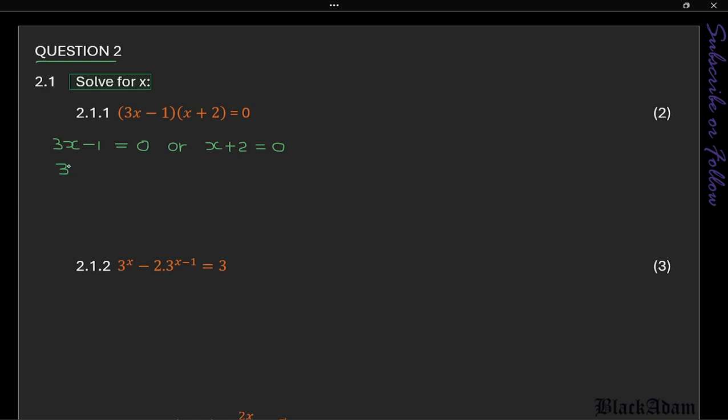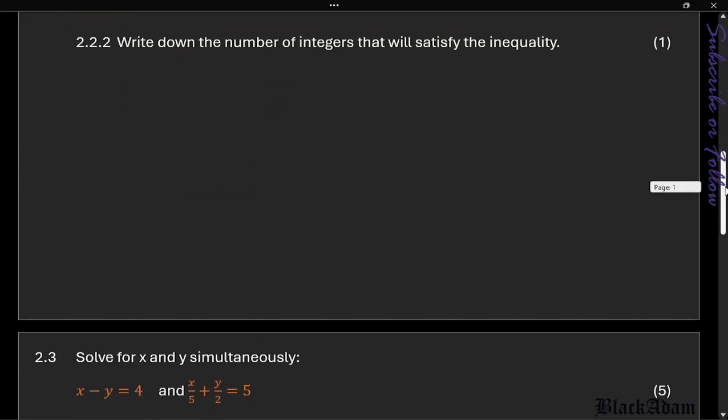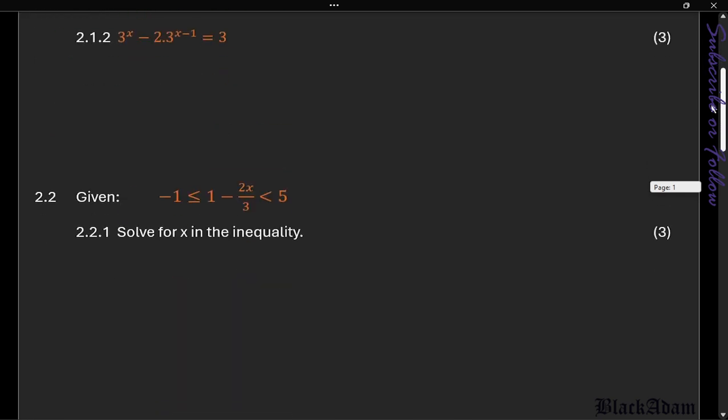And then from there, 3x is going to be equal to 1. Take 1 to the right hand side and then divide both sides by 3, so x is 1 over 3. And then we have x is equal to negative 2. So that's our answer: x is equal to 1 over 3 and x is equal to negative 2.